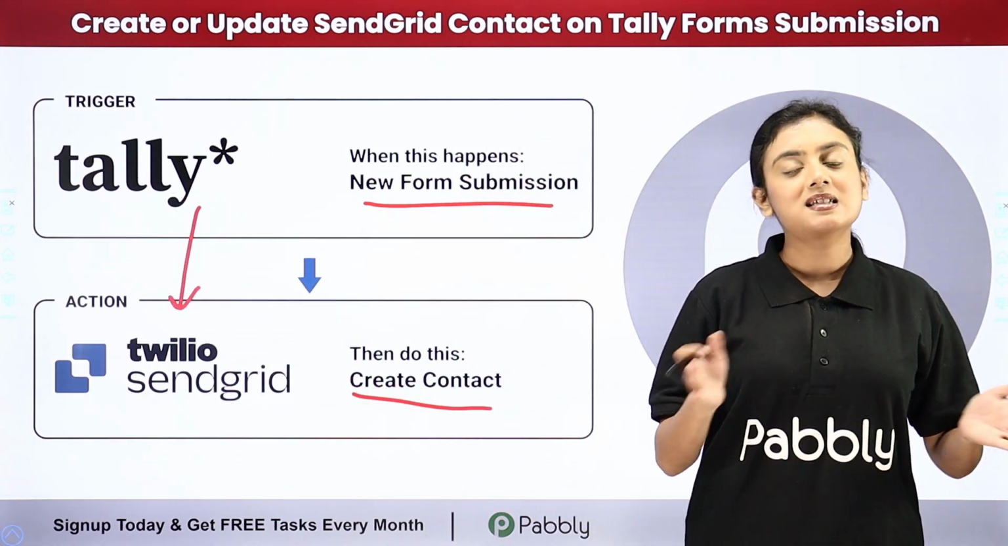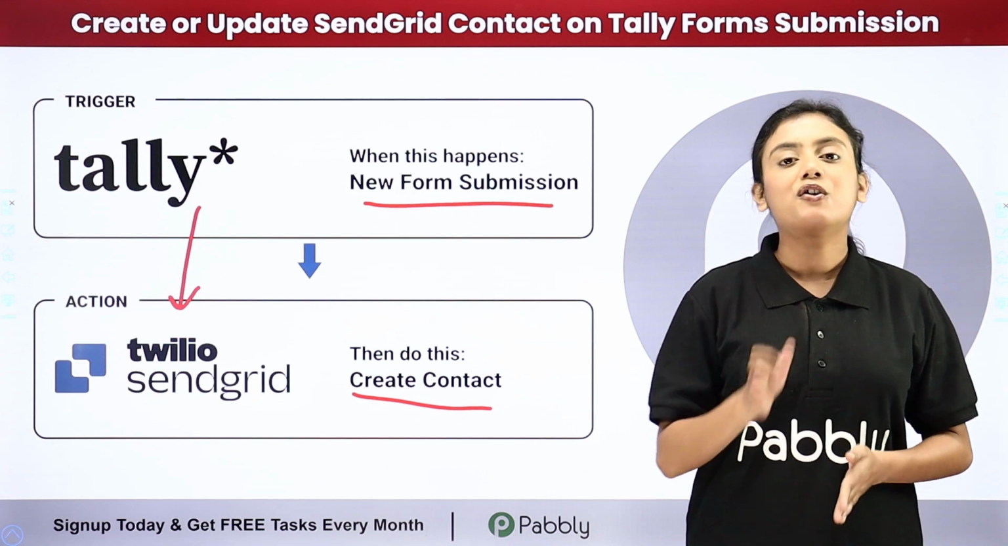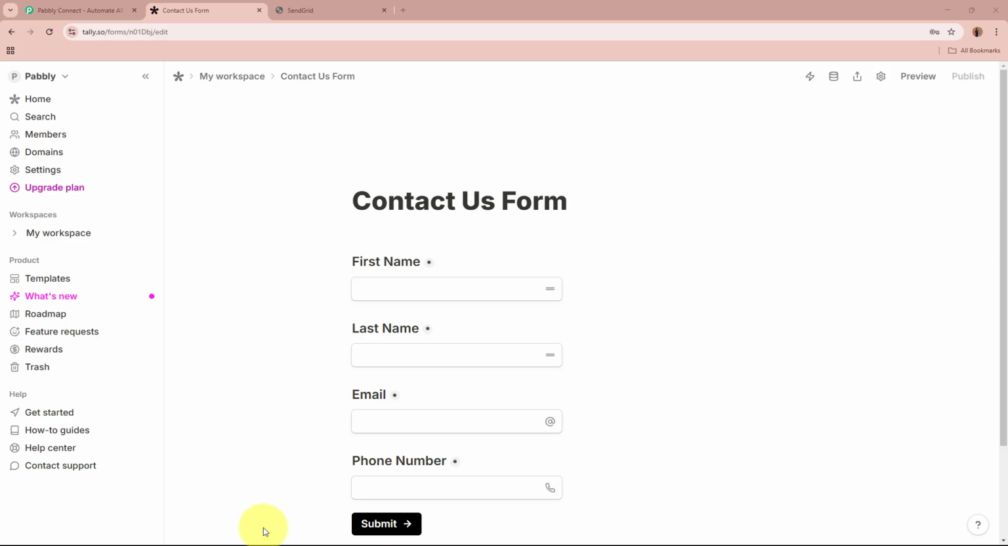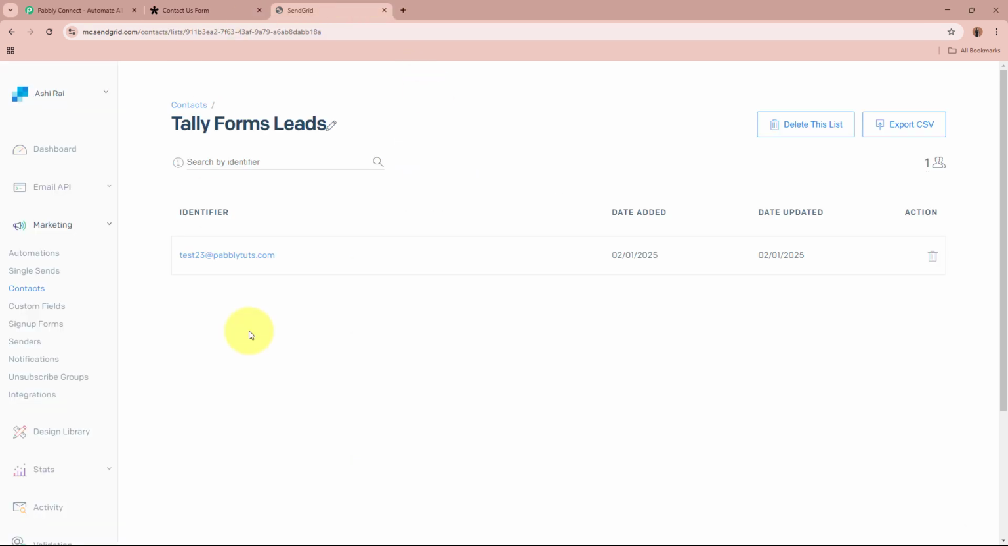So if you also want to learn about this amazing automation process step by step, let me take you to my screen. In this video, we're going to learn how to create or update a SendGrid contact on Tally form submission. As an owner of an e-commerce business, I focus on capturing potential customers' details to grow my sales. I use Tally forms to create lead generation forms where visitors can enter their name, email and product preferences in exchange for discounts or exclusive offers. And I use SendGrid to send welcome emails, promotional offers and product updates to these leads.